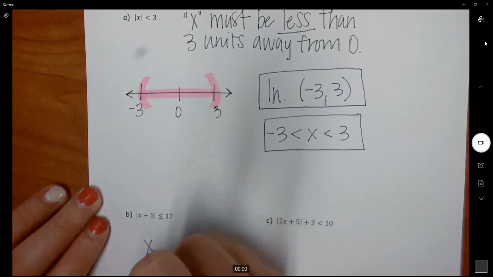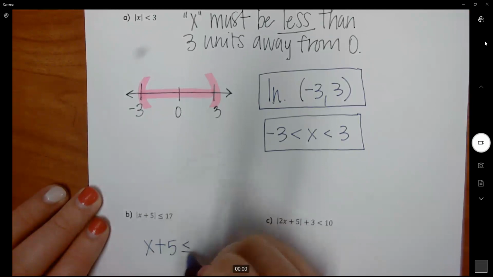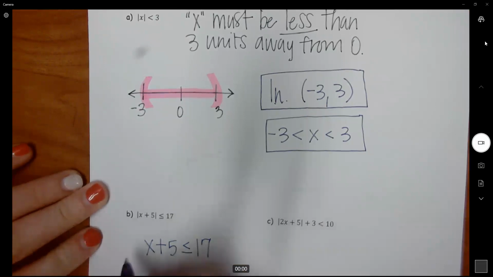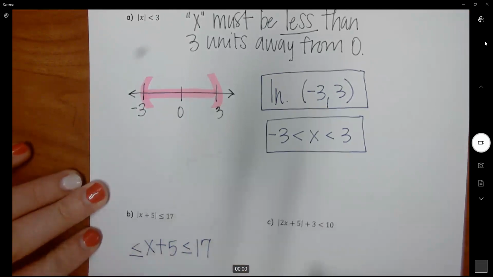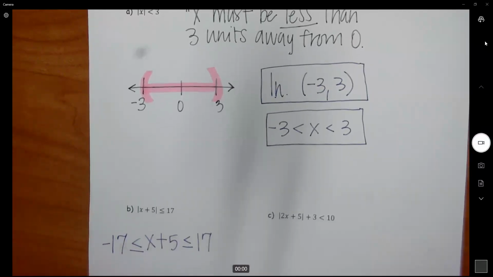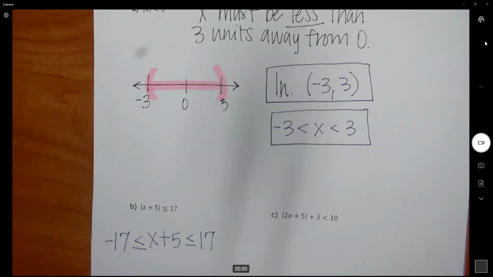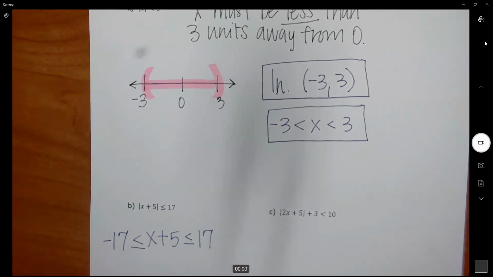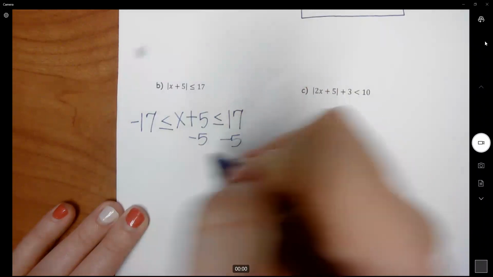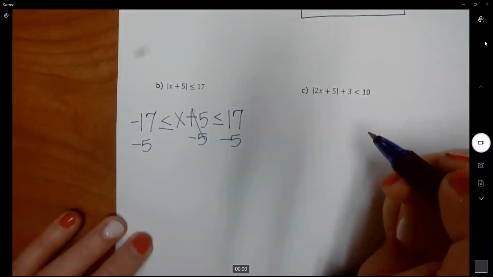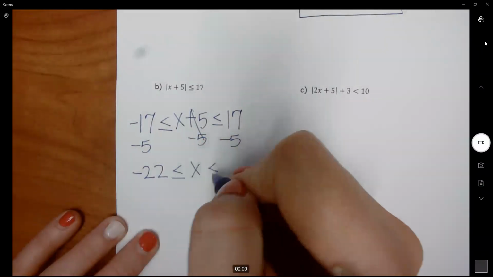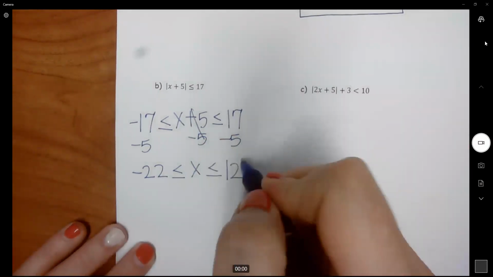So half of this is going to be x plus 5 is less than or equal to 17. And then over here, we're going to have another less than or equal to, and now instead of positive 17, it's negative 17. So I've set up my compound inequality. So let's solve. We'll subtract 5 from all 3 portions. I get -22 is less than or equal to x, which is less than or equal to 12.